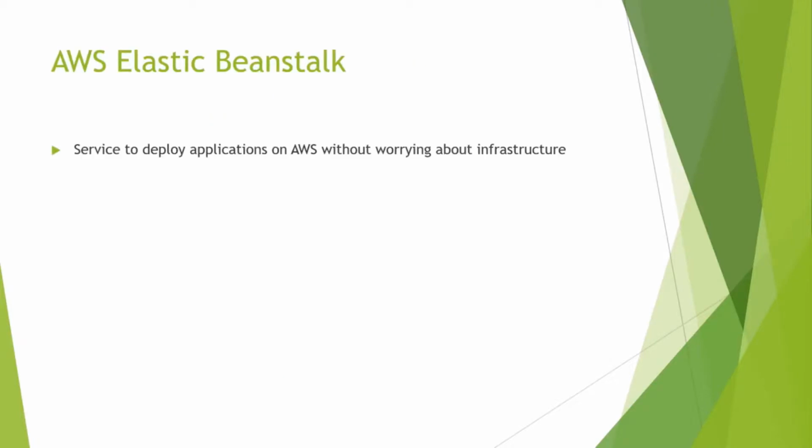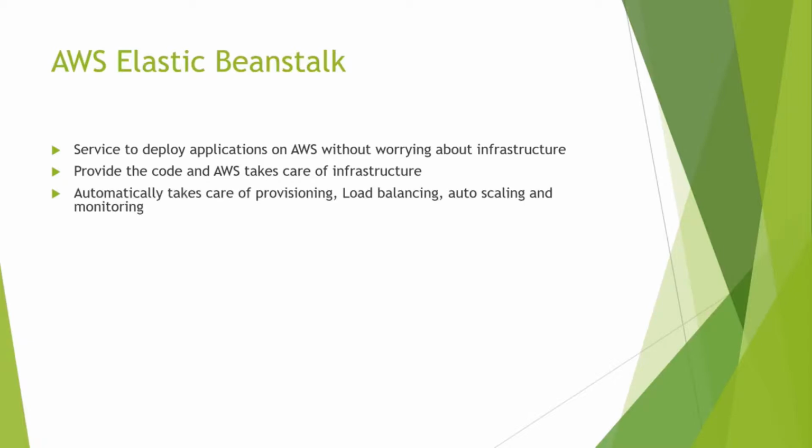AWS Elastic Beanstalk is a service which lets you deploy your applications to AWS. Basically you just need to upload your code and AWS will take care of the infrastructure the code needs to run. As a developer you don't have to worry about provisioning the EC2 instance or the RDS database. You just need to focus on the code, write your code, and upload it to AWS, and Elastic Beanstalk will take care of provisioning the virtual machines, installing the environments and all those.